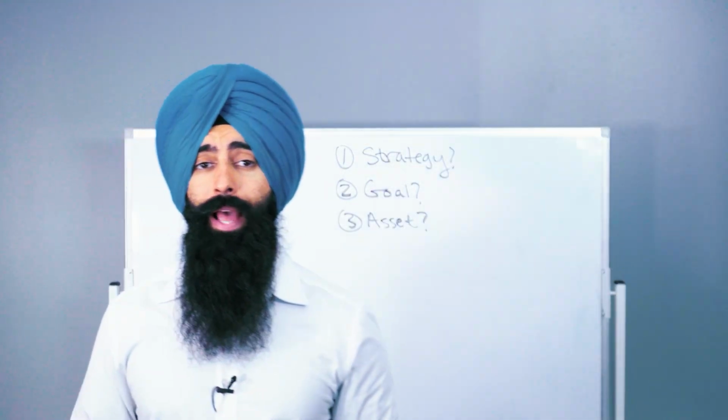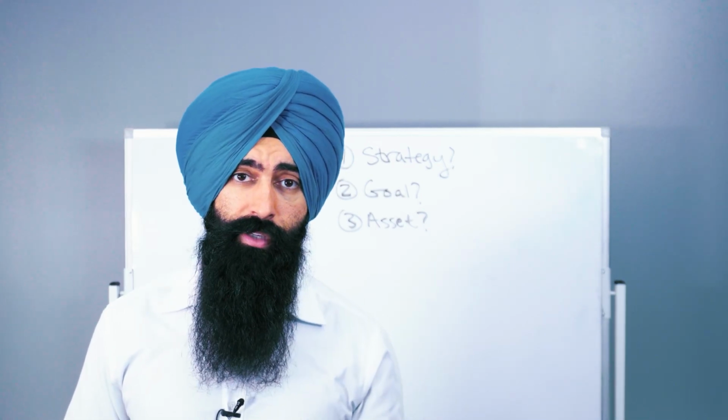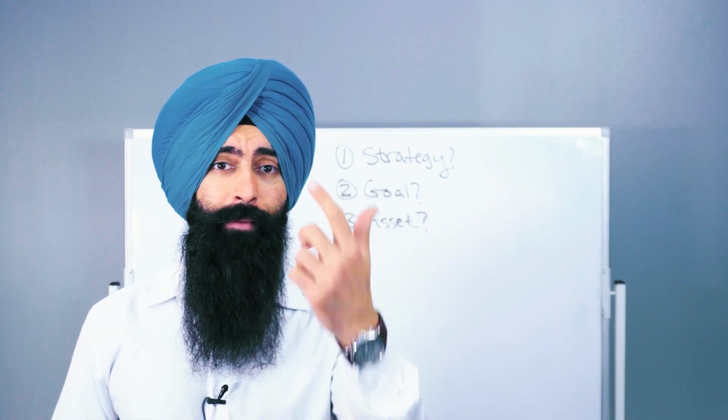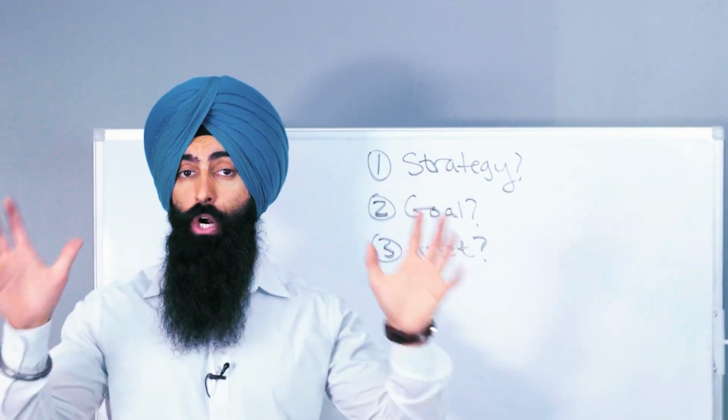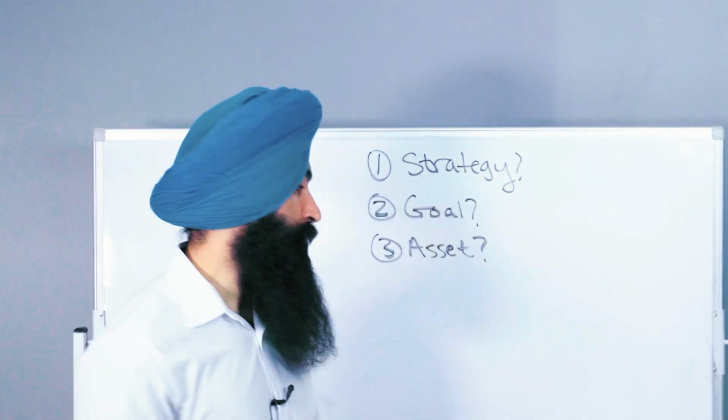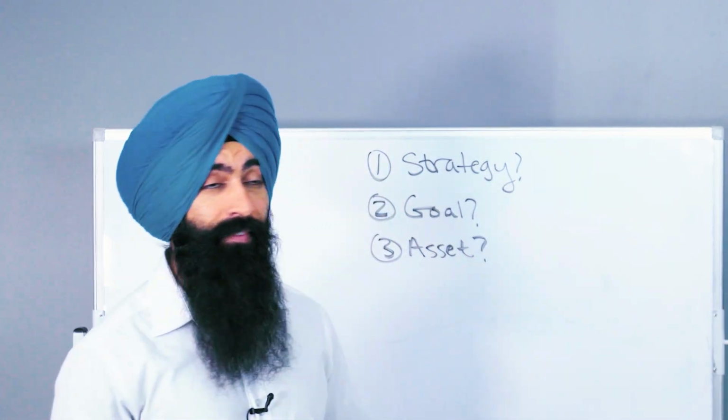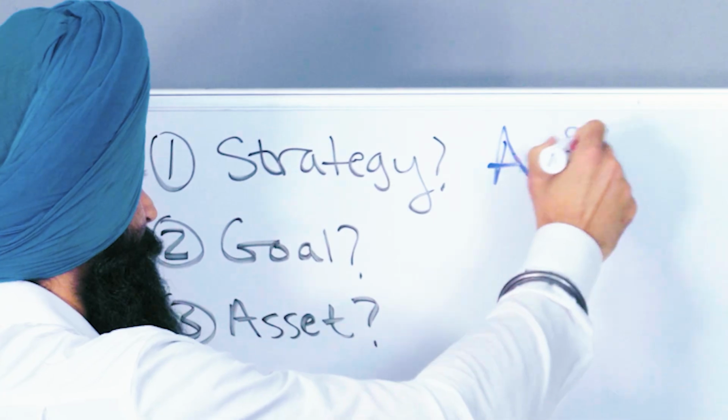There are 3 questions that you want to ask here. Number 1, what is your investing strategy? Number 2, what is your investing goal? And number 3, which assets are going to fulfill the strategy and goal? So let's break this down, starting with what is your investing strategy, and you have 2 options. You can be what I like to call an active investor or a passive investor.